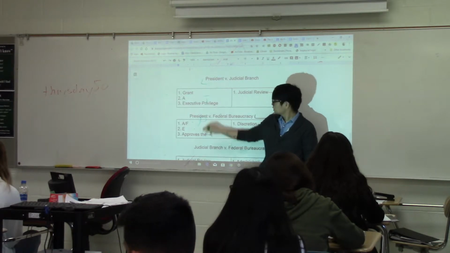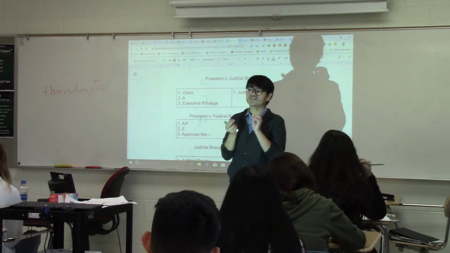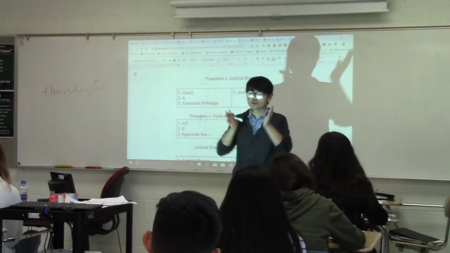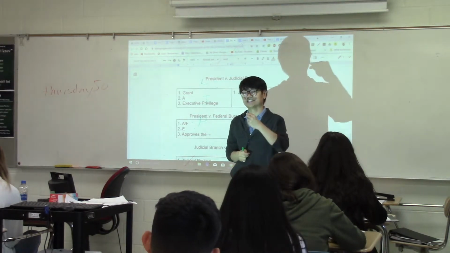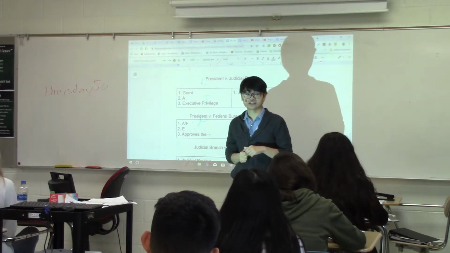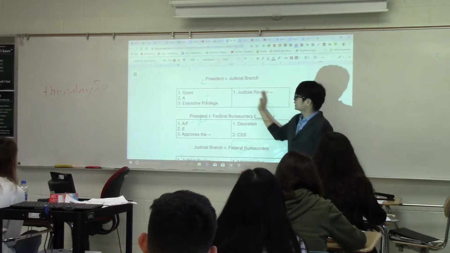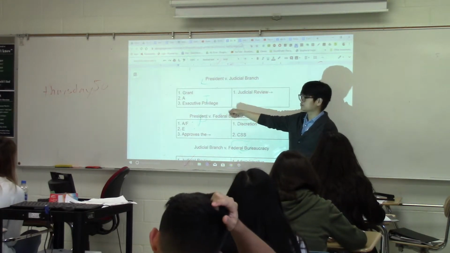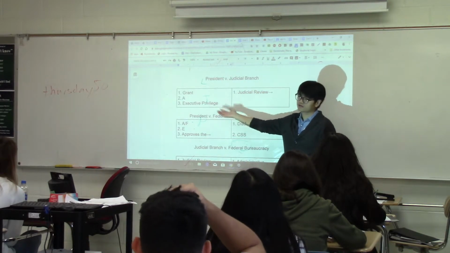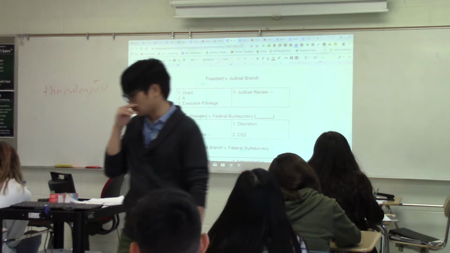Then you have executive privilege. The President of the United States can deny information to the courts. If the courts want information, the President of the United States can deny them of that information if it has to do with national security. And then judicial review, what can they declare unconstitutional against the president? His what? His executive orders, his actions, his agreements, all of those can be declared unconstitutional by the courts.